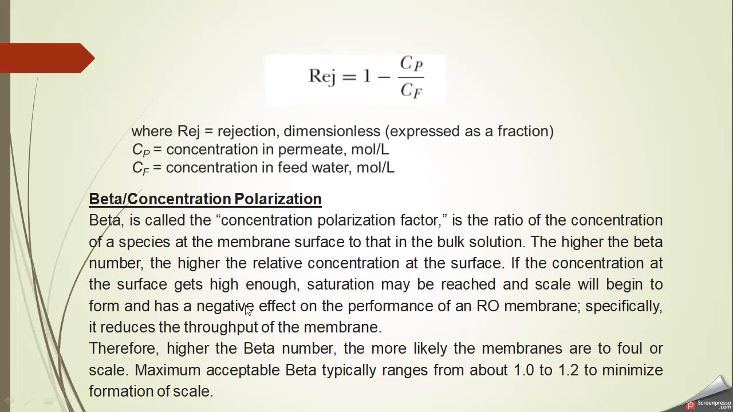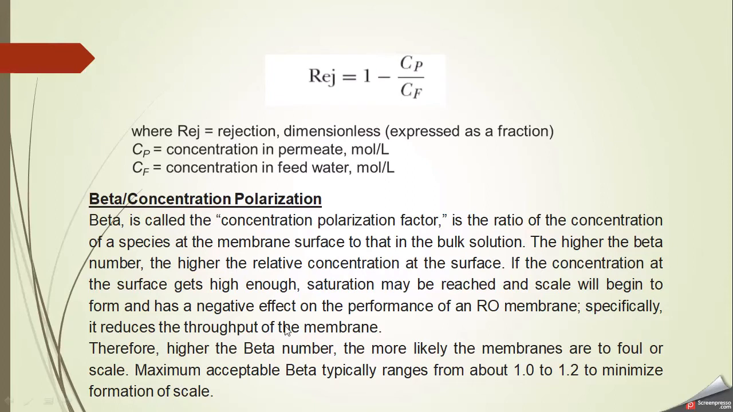If the concentration at the surface gets high, then a performance problem arises in the RO membrane, because due to the high concentration at the surface, some salt may reach its limiting point, or saturation may be reached, and scale will begin to form and have a negative effect on the performance of the RO membrane. Specifically, it reduces the throughput of the membrane. Therefore, the higher the beta number, the more likely the membranes are to foul or scale.